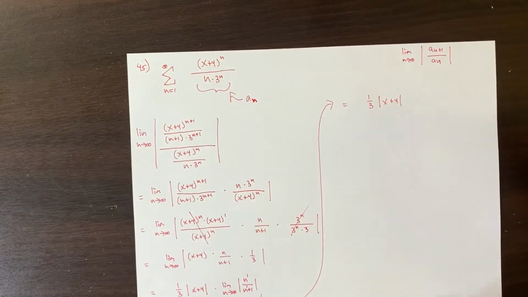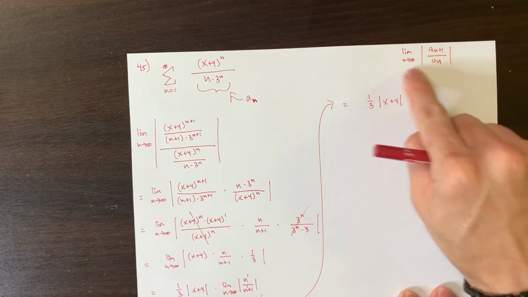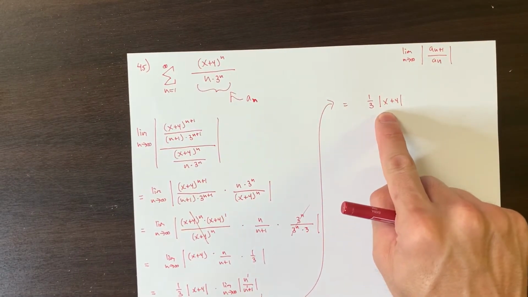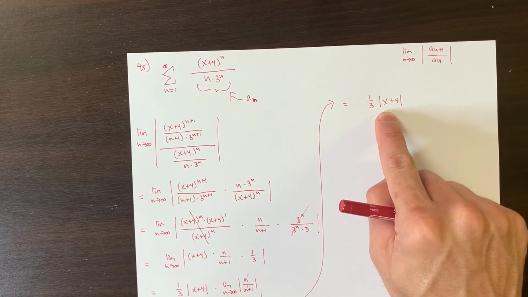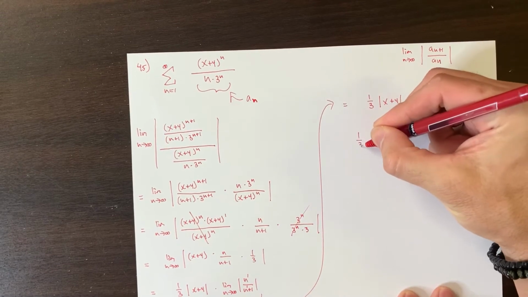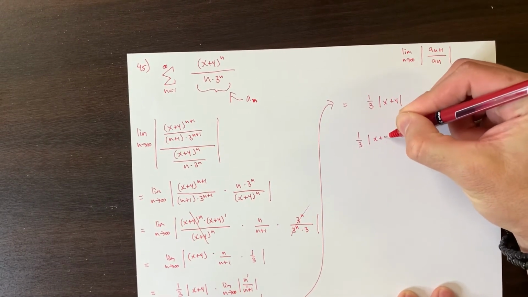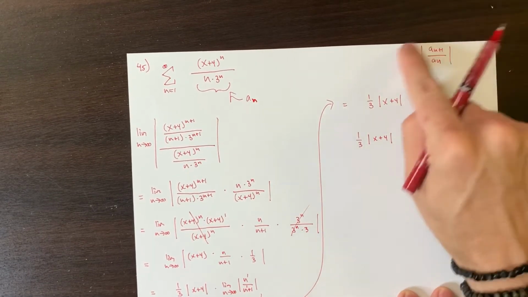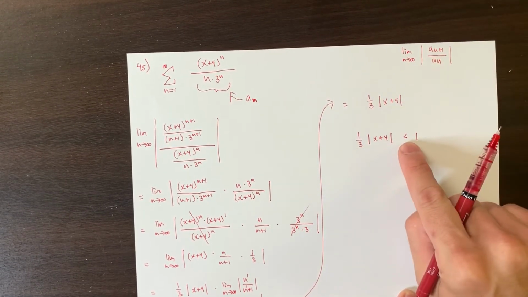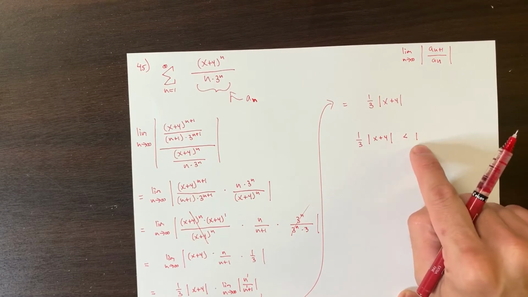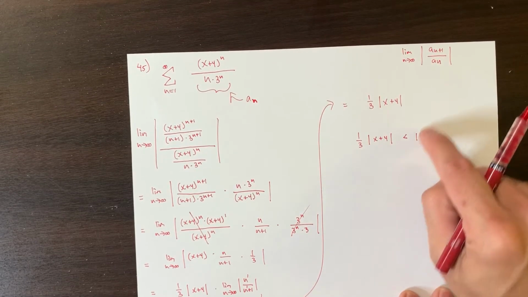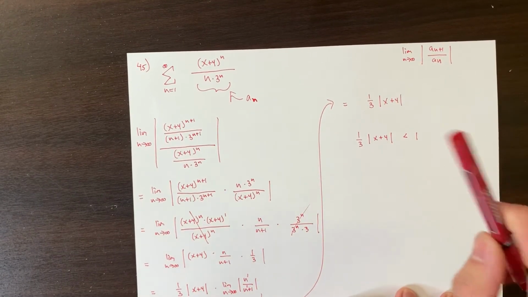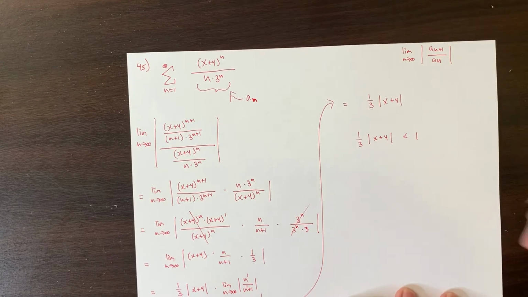So I have taken this. I have applied the ratio test to this, and this is what I got. Now, what exactly do we want to have happen? We want the value that we obtain from the ratio test to be less than 1. You always set this less than 1, pretty much every time you apply the ratio test in this context. Now we solve this inequality. Multiply both sides by 3.